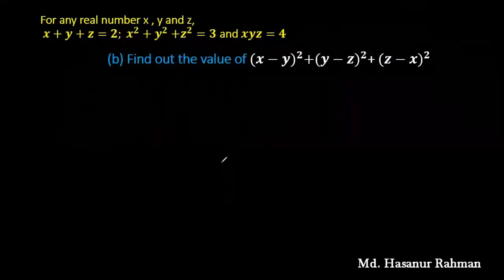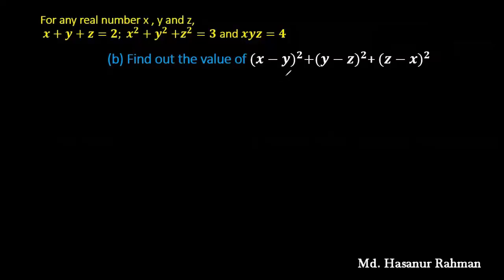Now let's solve the second problem. The second problem says, find the value of x minus y whole square plus y minus z whole square plus z minus x whole square. So if we want to solve this problem, we have to simplify the squares. So how can we solve? Look at this: x minus y whole square plus y minus z whole square plus z minus x whole square.